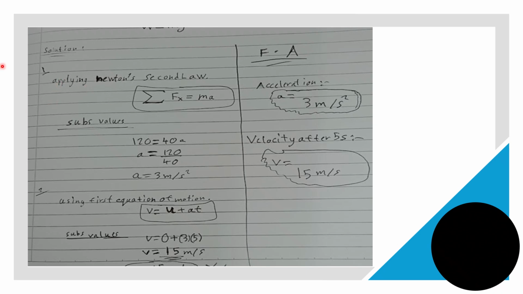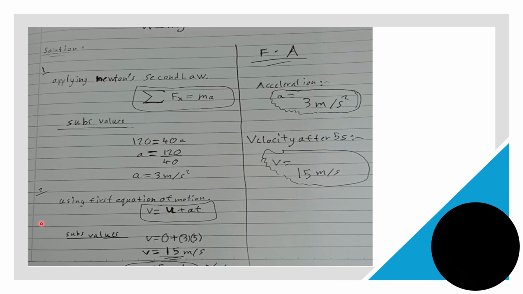To determine our acceleration, we're going to apply Newton's second law, sigma F equals ma. Substituting our values in it, the force would be 120 and the mass would be 40. Solving for a, a equals 120 over 40, and that ends up with 3 meter per second squared, which would be our acceleration.